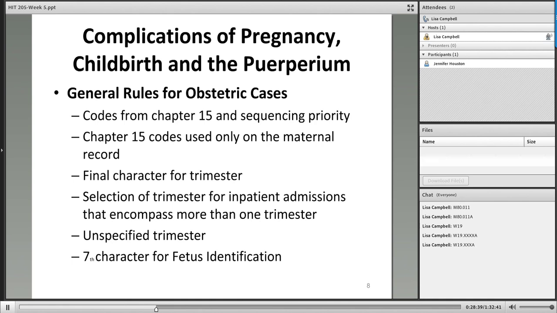O23.12 shows infections of bladder in pregnancy, and it shows the second trimester. That's something important to note. For pregnancy codes, we have to show what trimester the patient is in. So the patient is 25 weeks, that's the second trimester. Then you'll notice that they have a secondary code of N30.80, other cystitis with hematuria.